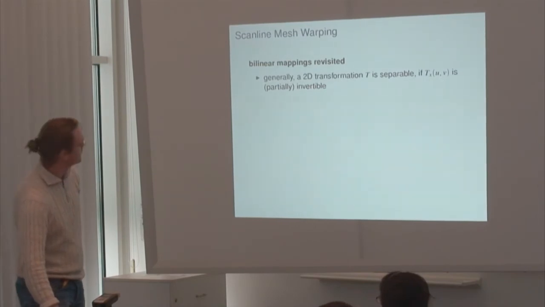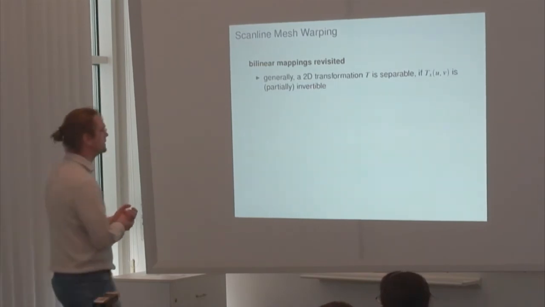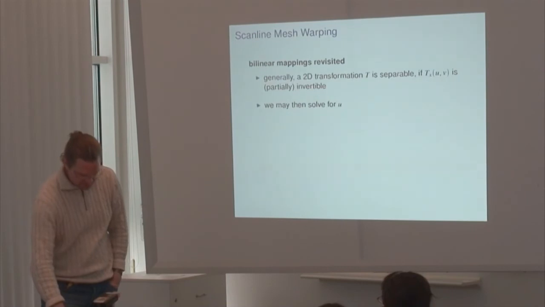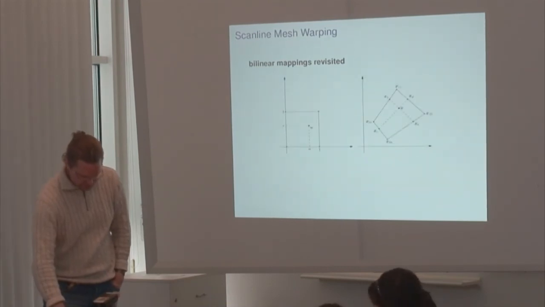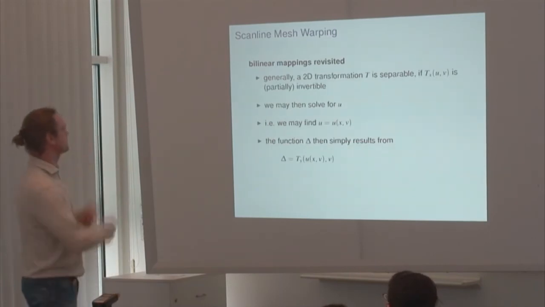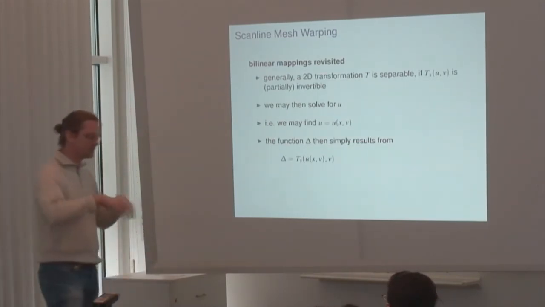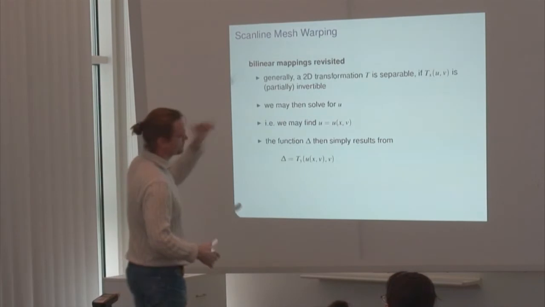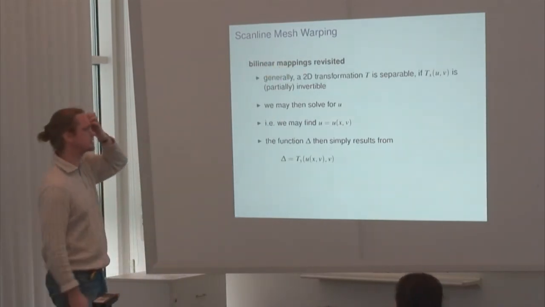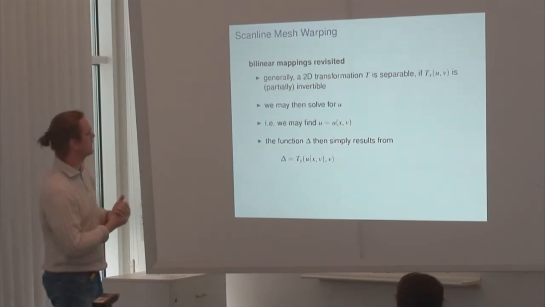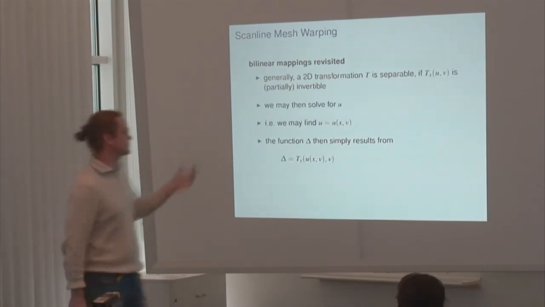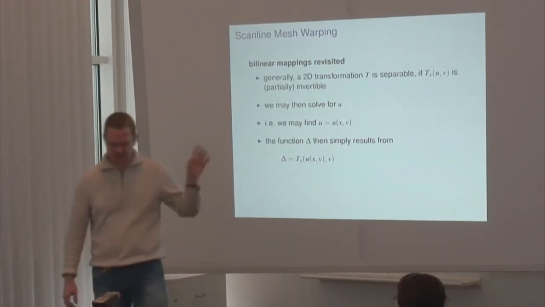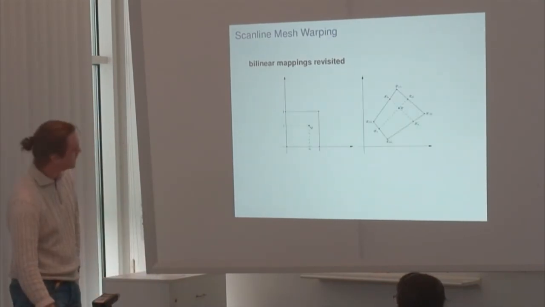Now, how do we know if something is separable? Well, it is if it is partially invertible. In order for this general transformation T to be separable, the transformation that produces the new x-coordinate has to be invertible. Because if it is, we can solve for u, and we can use that to transform in the y direction. But this is probably too much detail anyway.